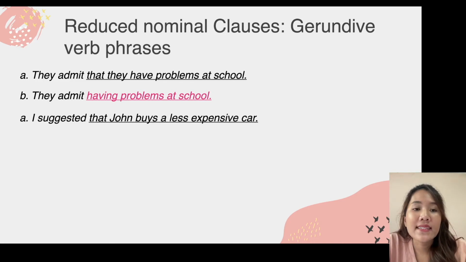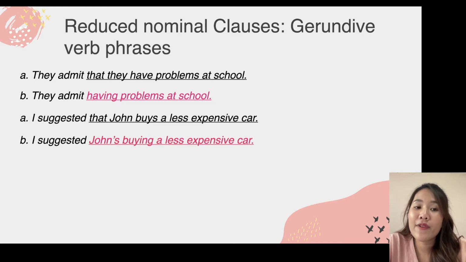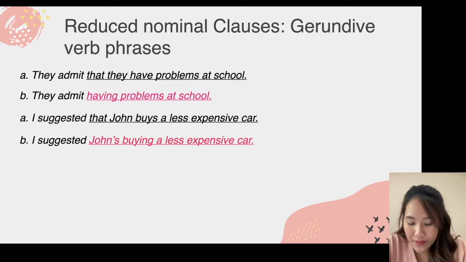Another example: I suggested that John buy a less expensive car. So John is the subject, and buy a less expensive car is the verb phrase. Together it is the dependent clause. Since it functions as the object of the verb suggested, we can reduce it into the gerundive verb phrase: I suggested John's buying a less expensive car.